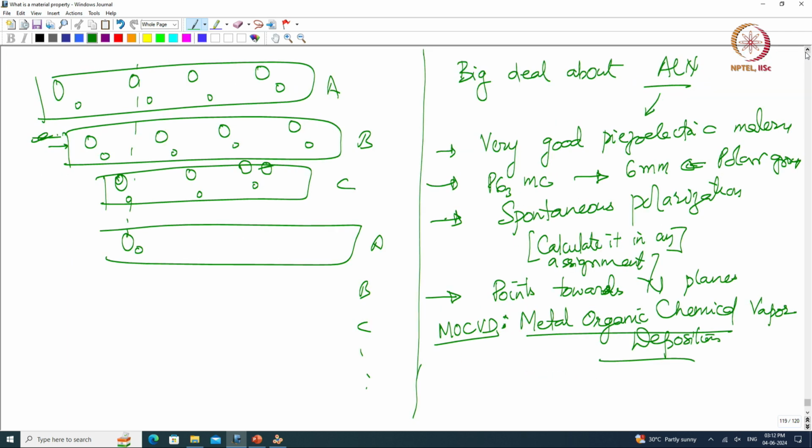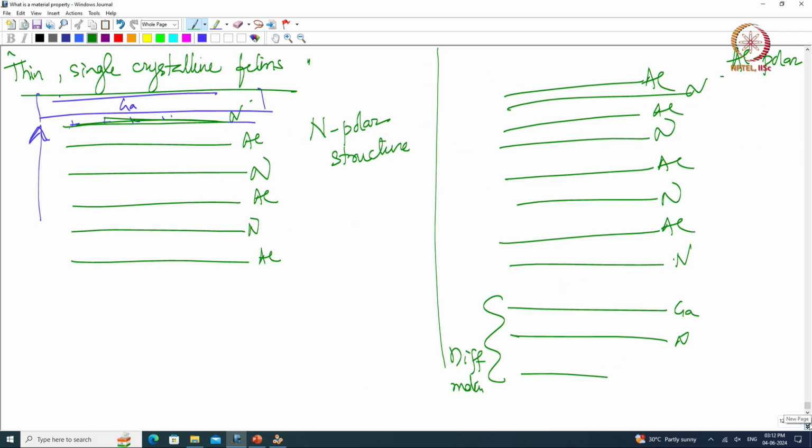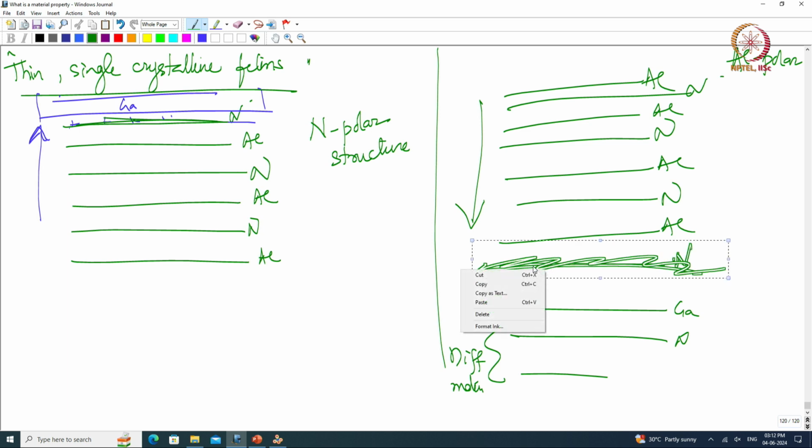sorry. If it is aluminum polar, then the spontaneous polarization of this will be facing down, facing towards always a nitrogen plane. So if my material starts with a nitrogen plane, spontaneous polarization is pointing down. If my material ends with a nitrogen plane, that means it started with an aluminum plane, just to maintain this continuity in the growth. So that means that the spontaneous polarization is pointing up.